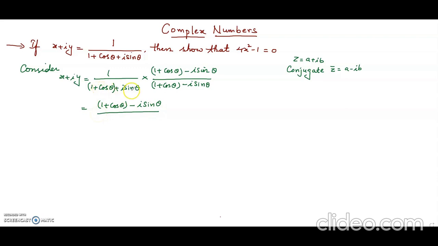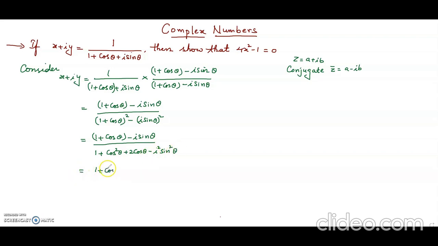Denominator is in the form of a plus b into a minus b. So a plus b into a minus b is a square minus b square. So we are using the form a plus b into a minus b is a square minus b square. We need to keep the numerator as it is and keep on simplifying the denominator. First term is in the form of 1 plus cos theta whole square, in the form of a plus b whole square, so a square plus b square plus 2ab, minus i sin theta whole square. Both the terms we have to square. This becomes iota square into sin square theta.